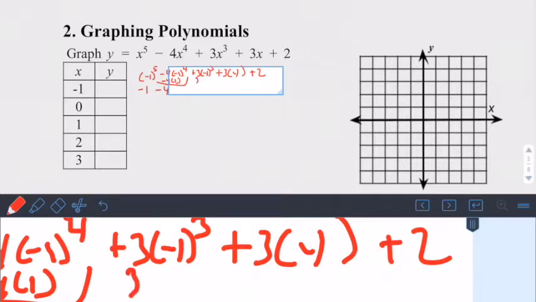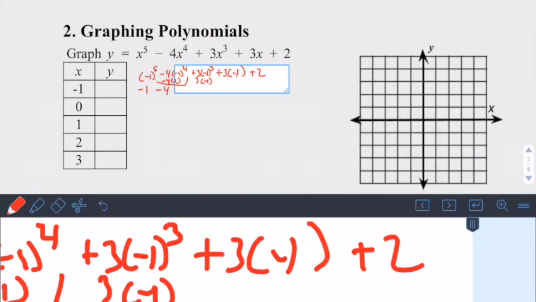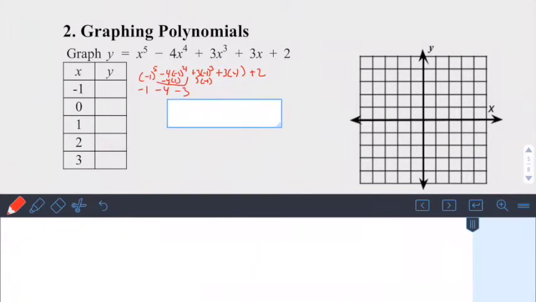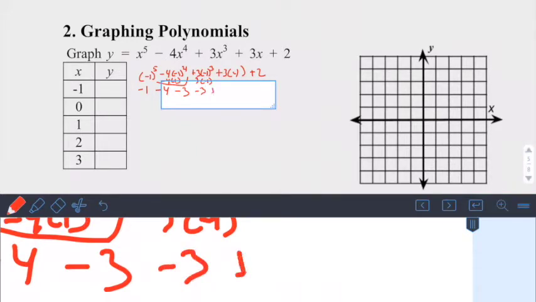-1 cubed is -1, right? -1 times -1 makes it positive, times -1 makes it negative again. So this will be -3. 3 times -1 is -3, plus 2.